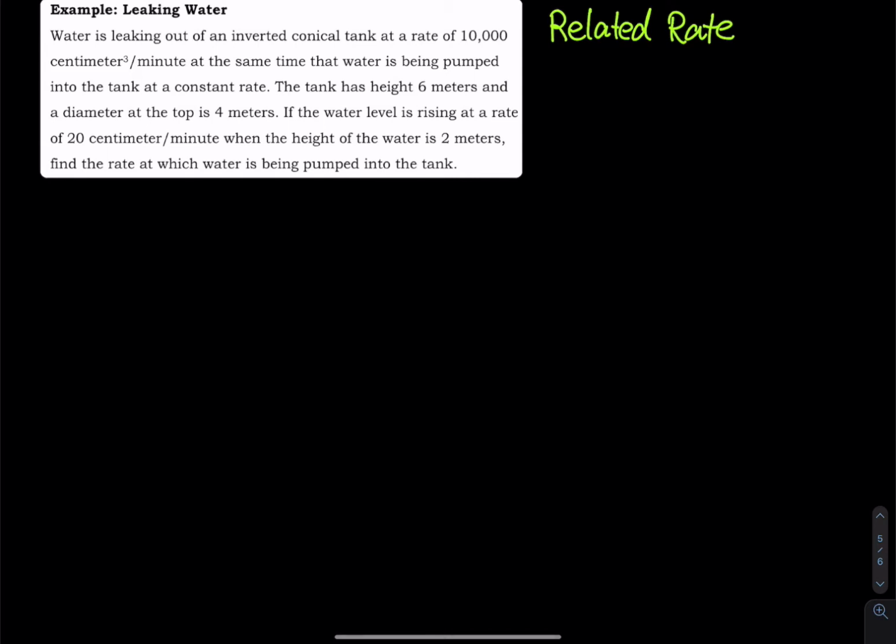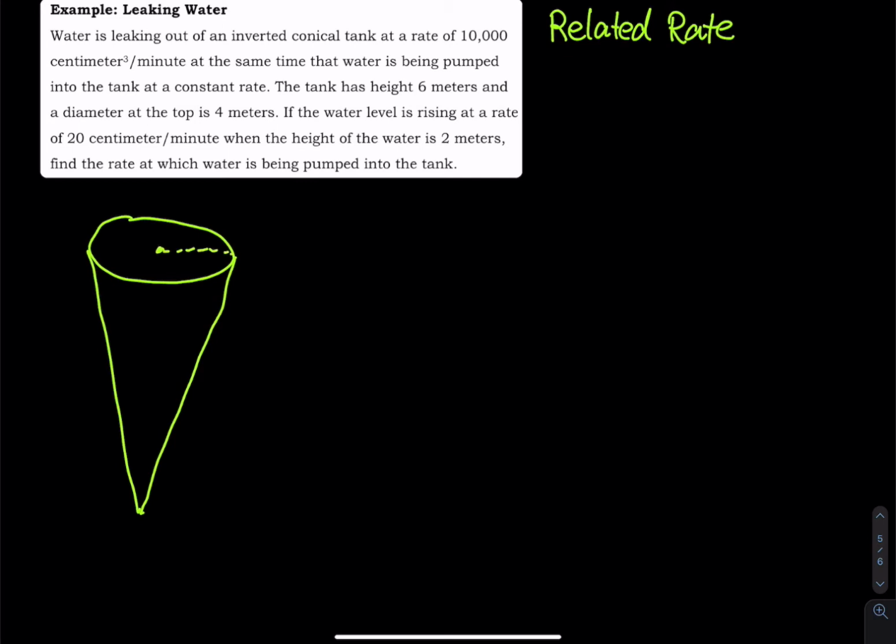So this is the top. And then we have, this is a cone. And then the height is 6, always 6. So this is the middle. And then we have diameter is 4, so the radius is 2. The radius is 2, and this is the top. And then the height of the cone is 6 meters.